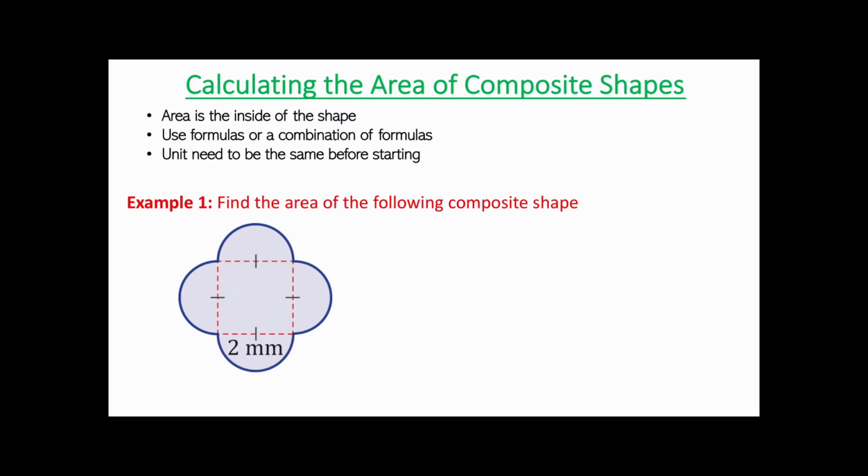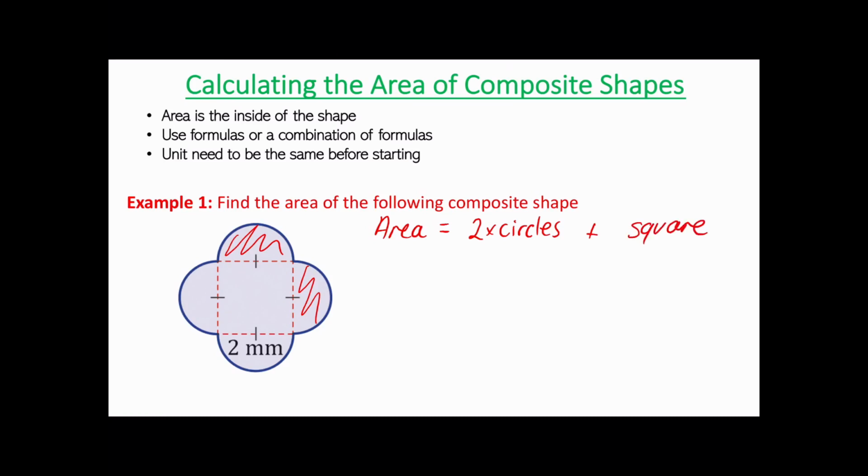So for this shape below, I can see I've got some semicircles and a square. And I'm going to come up with a formula for how I can calculate the total area of this shape. Now, if I put two semicircles together, it turns into a whole circle. So I've really got two full circles made up of these bits. And then I've got a square.